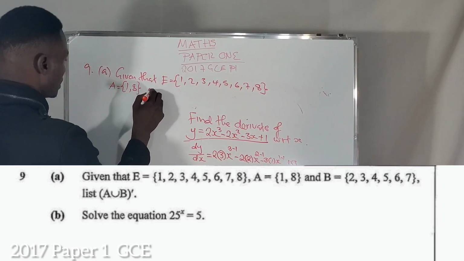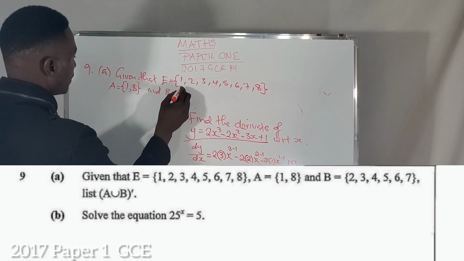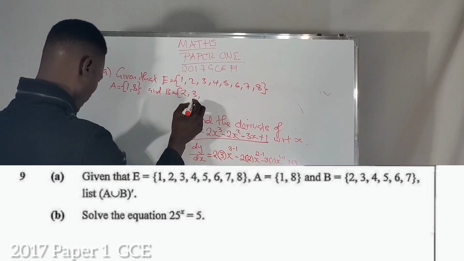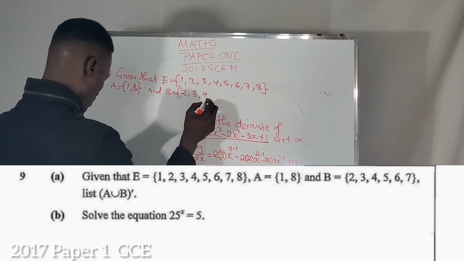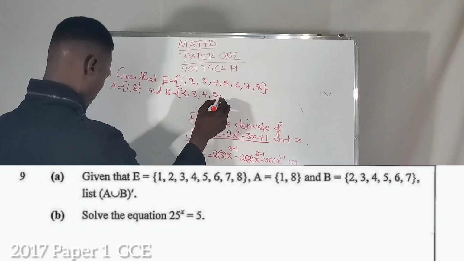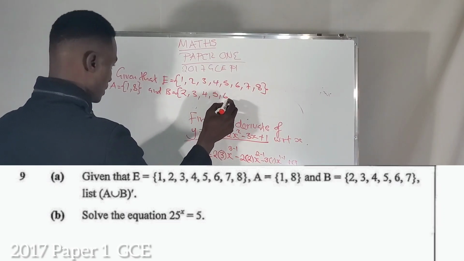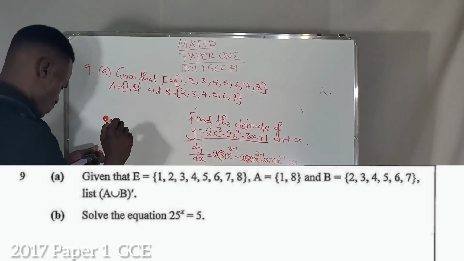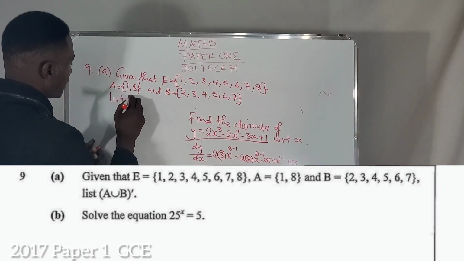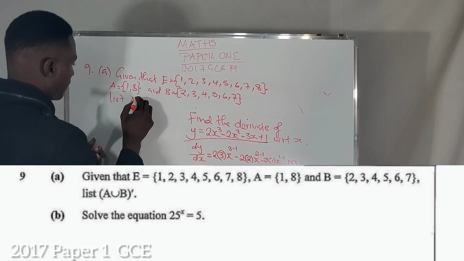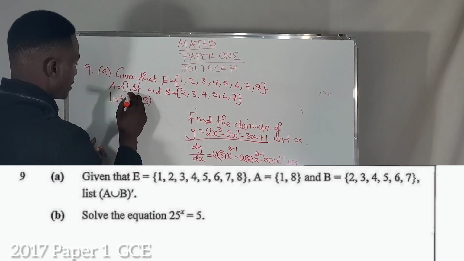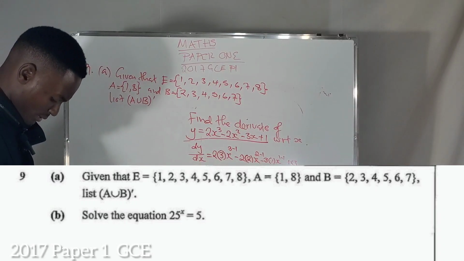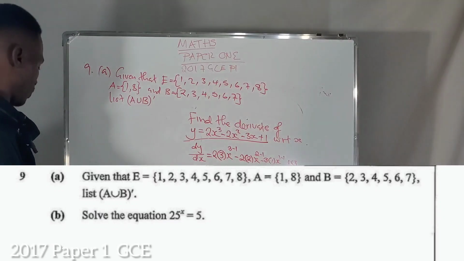Then set B, from here we will come up with 2, 3, 4, 5, 6, and 7. And then they're asking us to do what? To list A union B complement. Okay, simple. This is just 1 mark. So this one is simple.